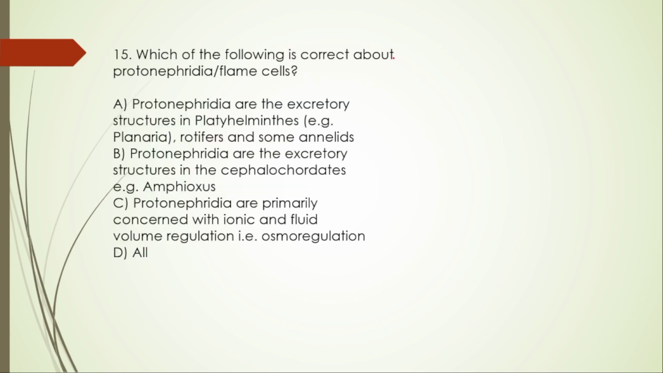Next, 15th question. Which of the following is correct about protonephridia, or else flame cells, he is asking. So here A, protonephridia are the excretory structures in platyhelminthes, for example planaria, rotifers and some annelids. Yes, this one is right.